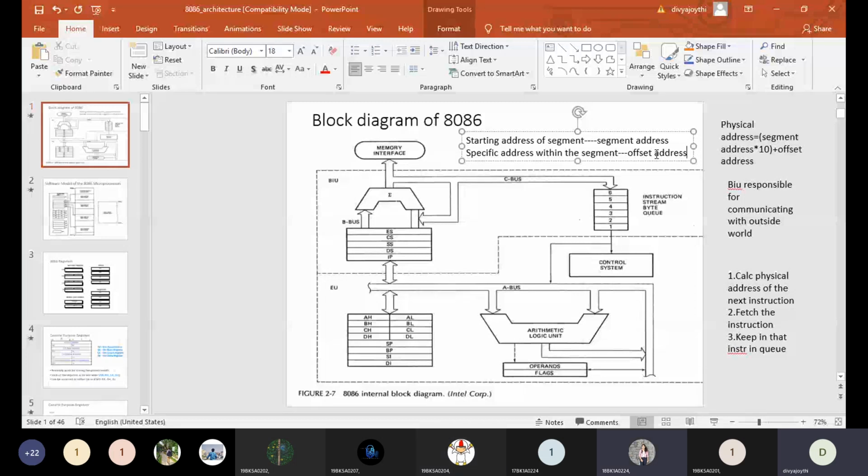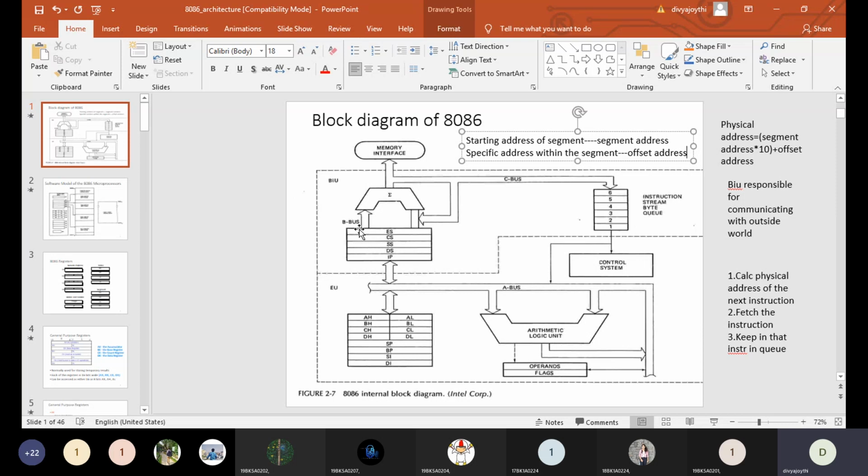Segment address is nothing but the starting address of the segment. Offset address is nothing but a specific address within that particular segment. Once you know the segment address and the offset address, you can easily calculate the physical address, where physical address equals segment address times 10 plus offset address. In this way the BIU will calculate the physical address. And the next question: who will provide the segment address and who will provide the offset address?